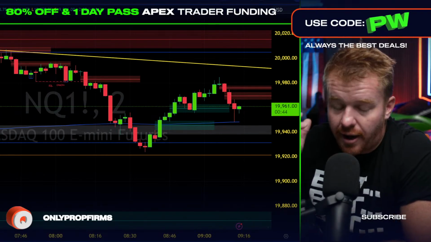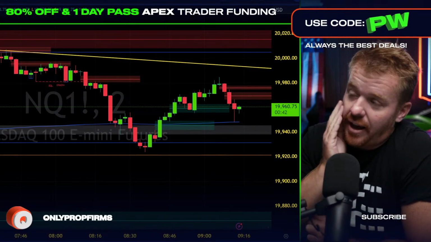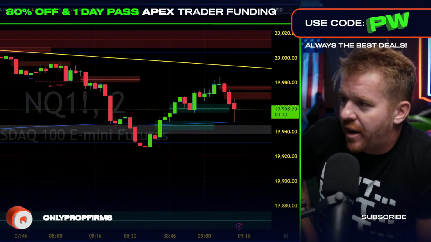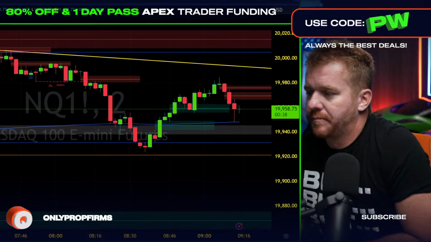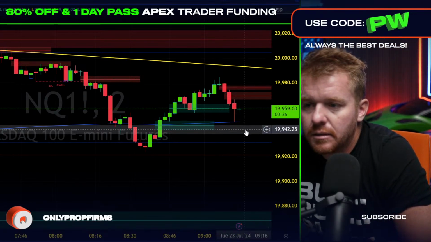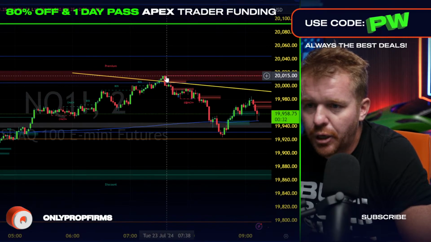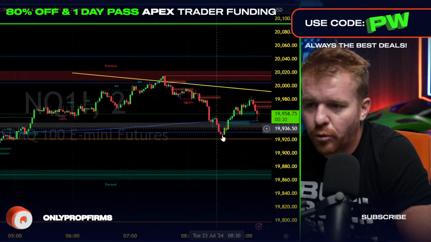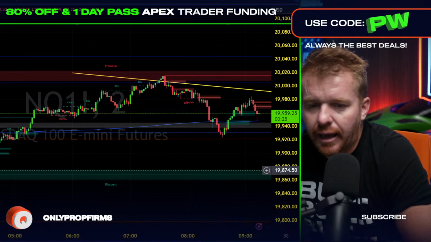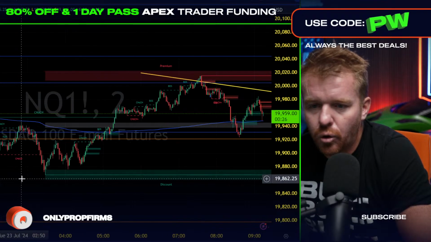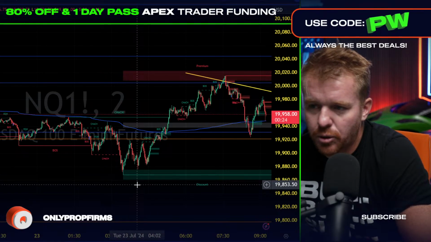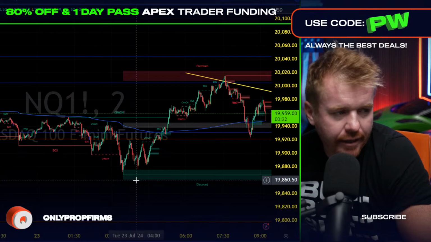Dollar is just holding on right now at the highs. The dollar is up at the overnight highs right now. Nasdaq just sitting here at the VWAP for now and being patient. The overnight high for the Nasdaq 20,015 and the overnight low 860s. So we're right in the middle between that high and low.